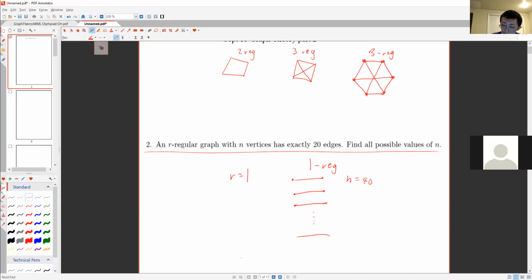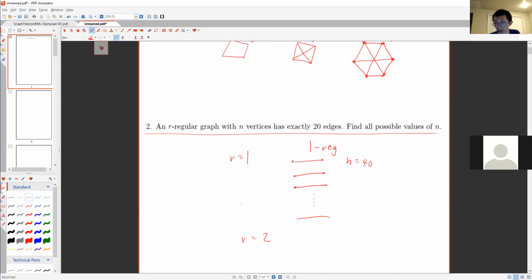So let's see, what if R is 2, right? If it's 2 regular, yeah, Elias says all integer factors of 40. Yeah, well, let's check, right? Maybe not every one of them works, but that should be the right idea. So, if R is 2, one way it could look is we could just have a length 20 cycle, right? I'll draw length 8, but pretend there's 20 edges there. So that's 2 regular, 20 edges.